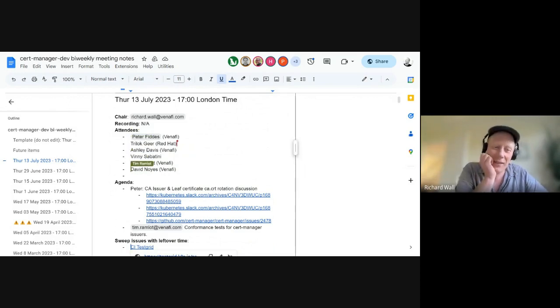So I can see that the agenda items include a section by Peter on CA issuer and leaf certificate CA rotation. And then we're going to discuss conformance tests, and Tim is going to lead that discussion. So let's start with Peter. Over to you.